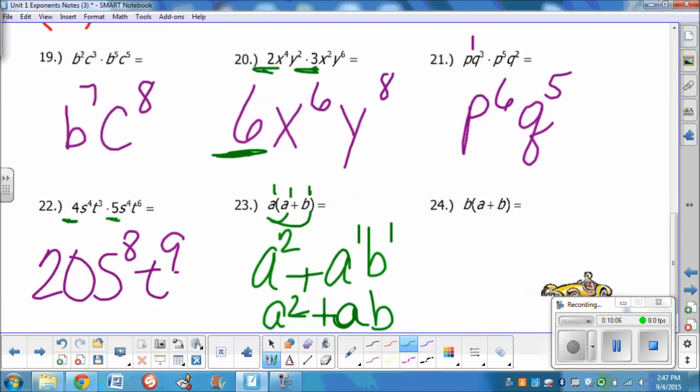So 24, we just flipped things around a little bit, but it's the same idea. We have a 1. All of those exponents are ones. We're still using the distributive property. So we end up with AB. I put it in alphabetical order. We could have said BA, but I put those letters in alphabetical order, and that's totally acceptable. Plus B to the first times B to the first gives me B to the second. Go ahead, turn the page.